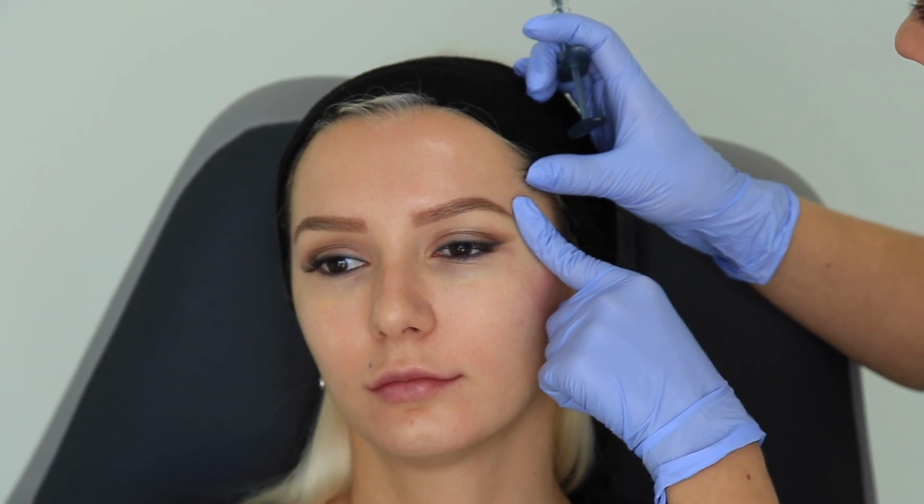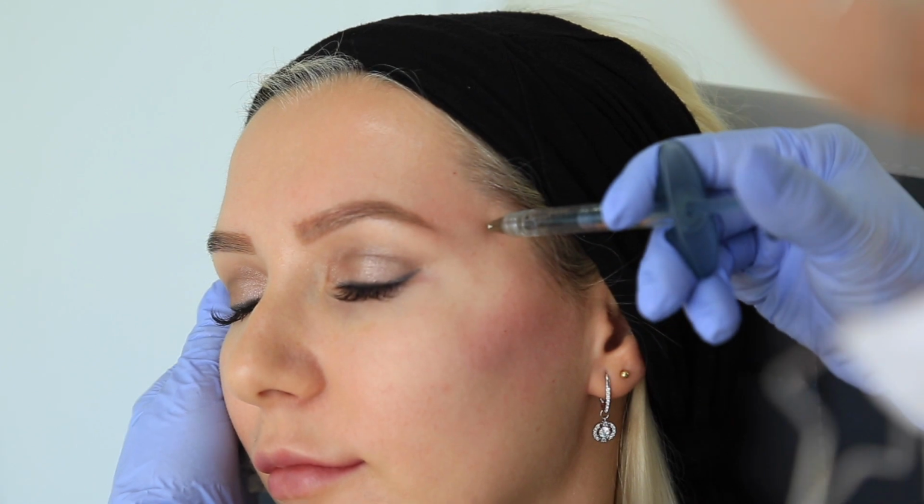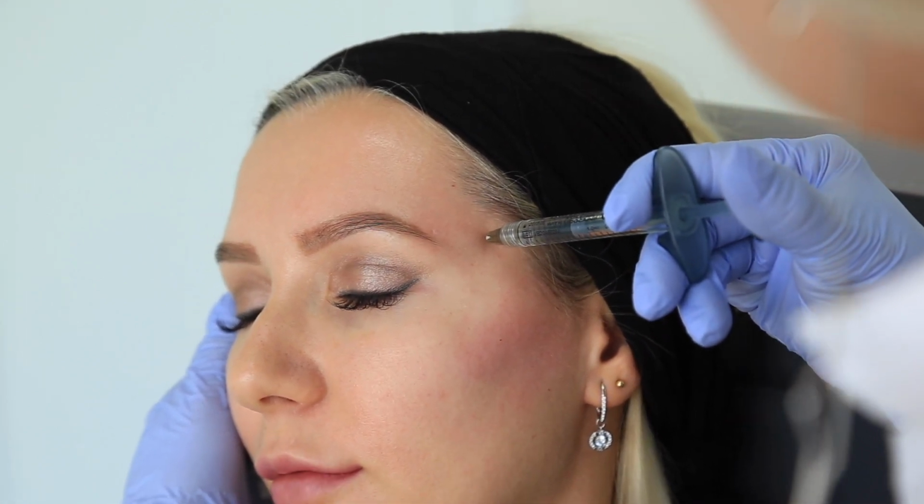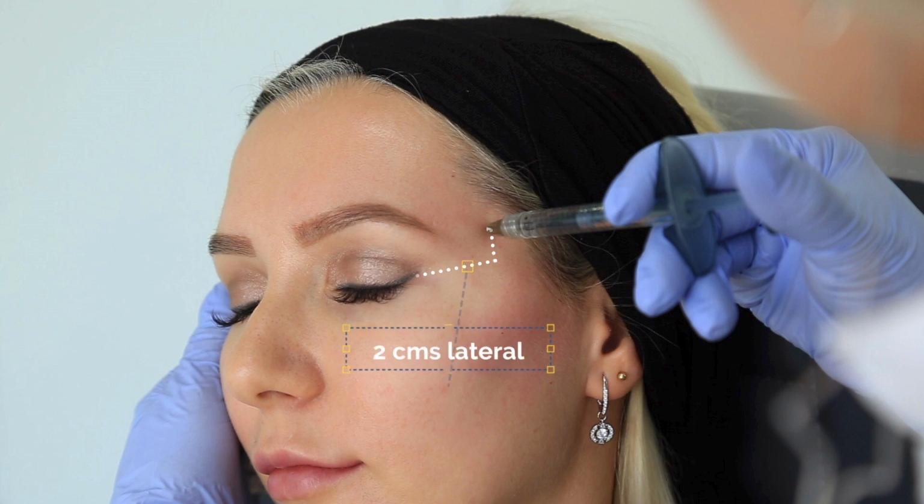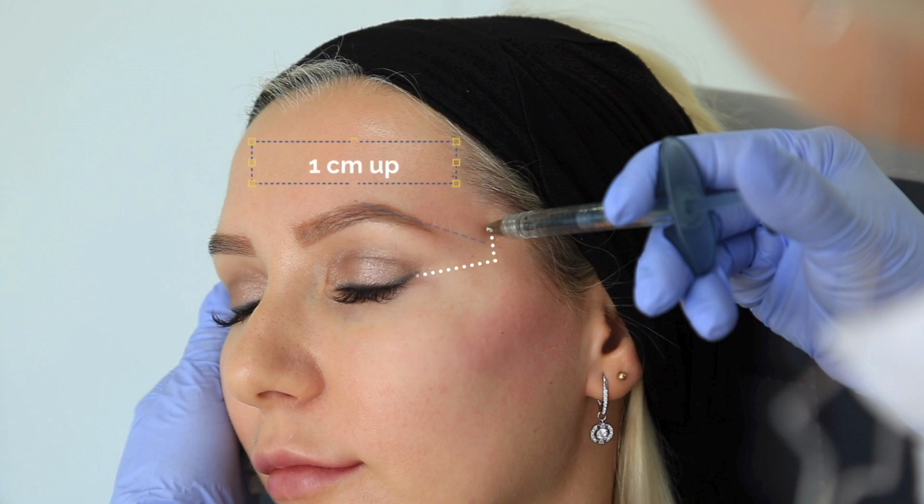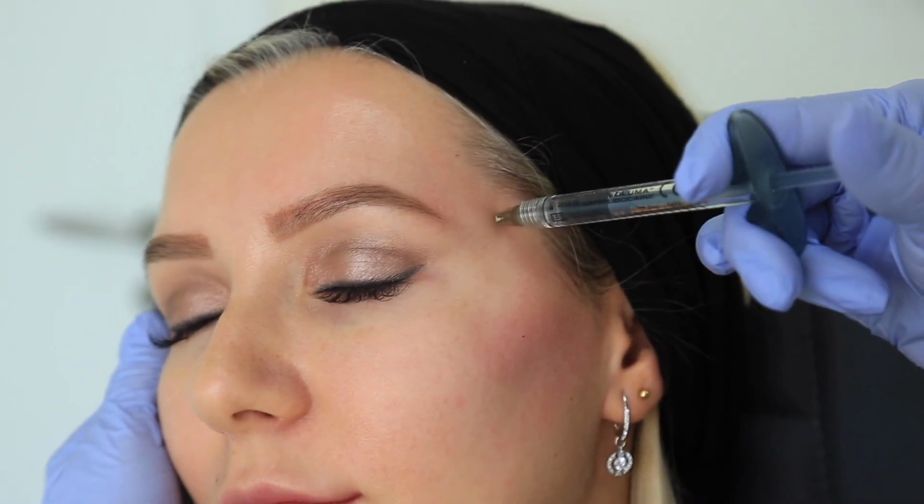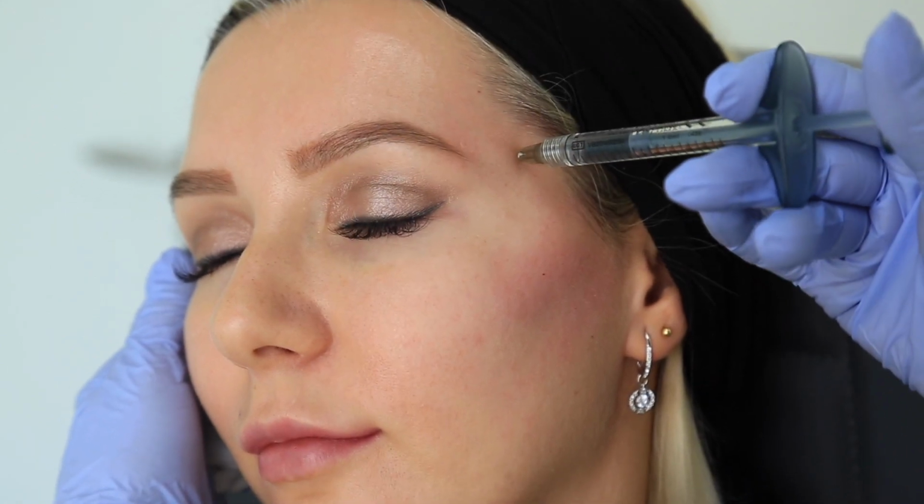Now I am injecting the temple area. You should palpate the artery first with your index finger, and then inject deep in the deep temporal fat. You should remember that the point of injection has to be 2 cm laterally from the lateral canthus and 1 cm up in the upper temporal compartment. I am injecting here 0.2–0.3 cc.